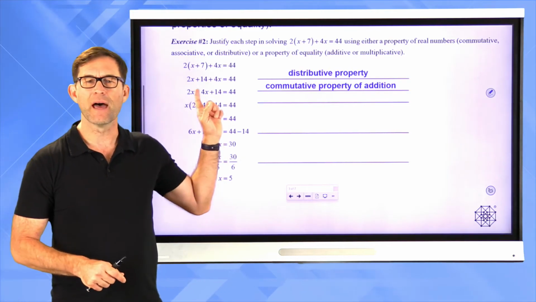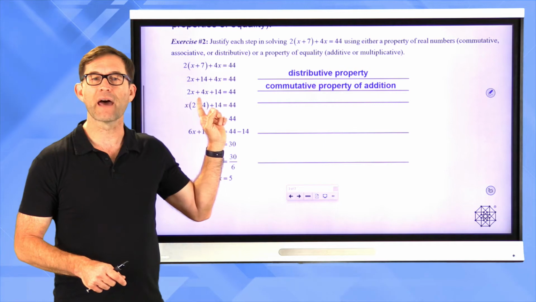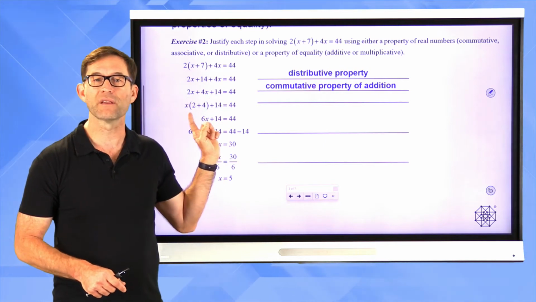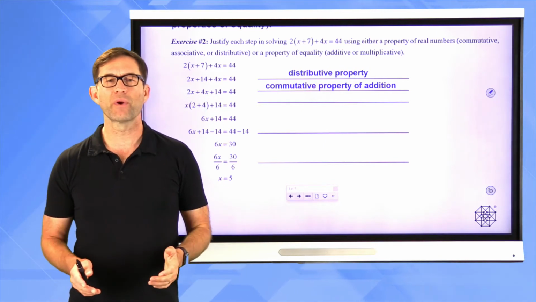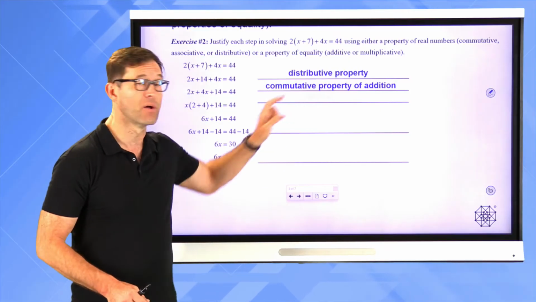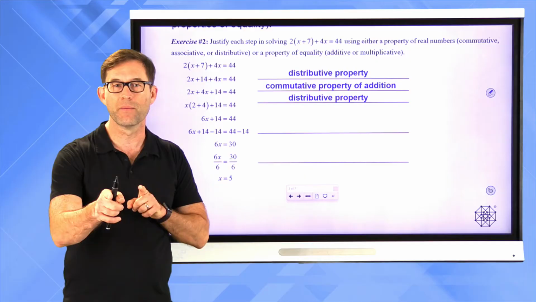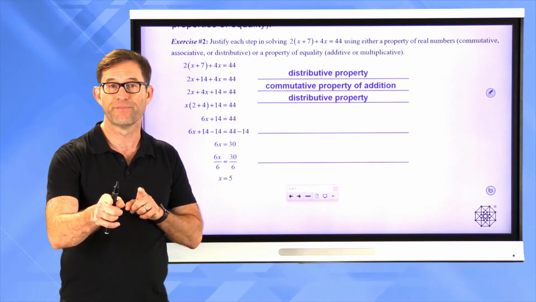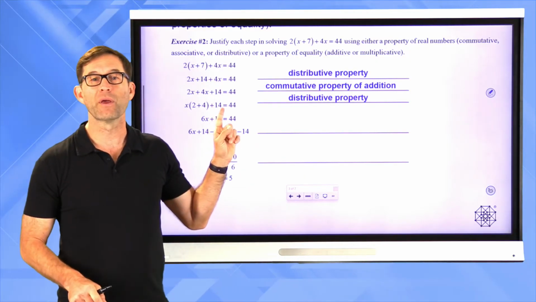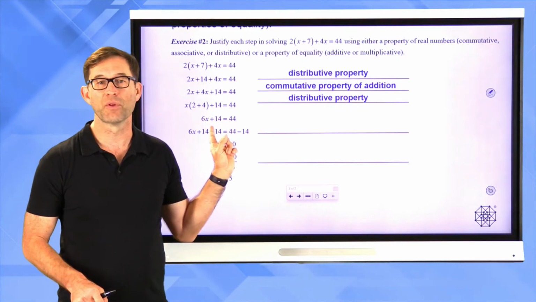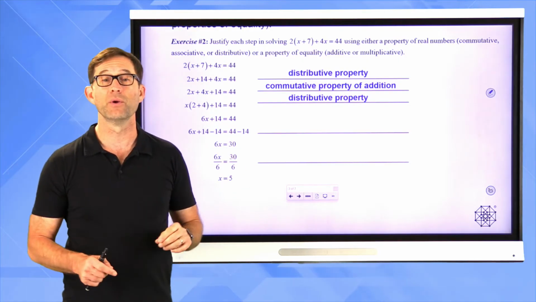Now, this next step, I've factored an x out of both a 2x and a 4x like this. That might be the trickiest one. That's actually still the distributive property again, right? It's just sort of running the distributive property in reverse, if you will. All right. Now, there's nothing when we go from here to here because that's just adding 2 plus 4 equals 6. I'm not even sure what you would do there.